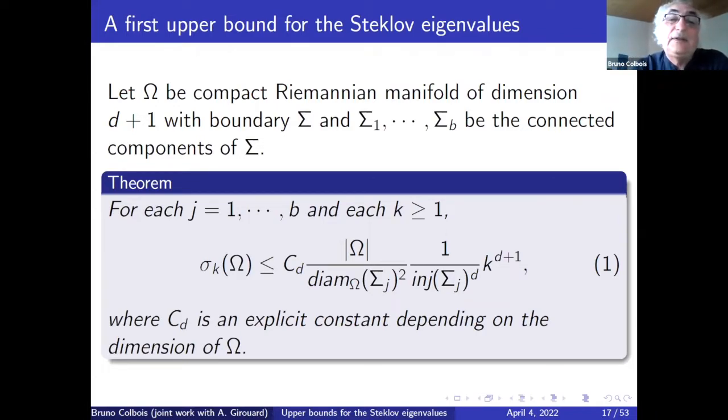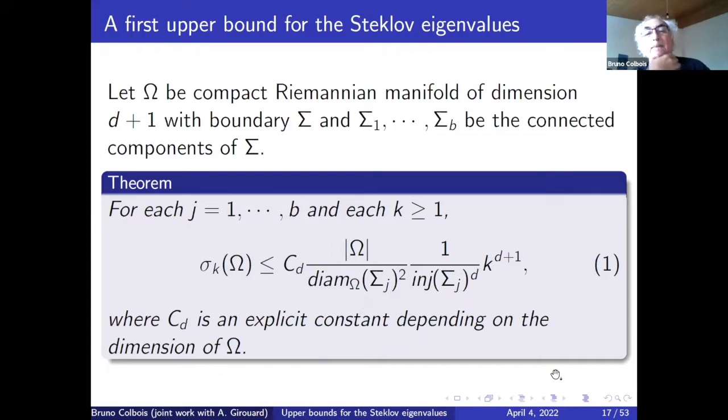So we get this result, which looks a little like the result by Croke and Berger. So the volume of the manifold is there, the injectivity radius to the power d, k to the power d plus 1. There is only a new quantity, the extrinsic diameter of the boundary, which comes into the inequality.